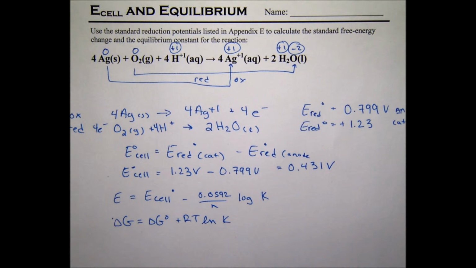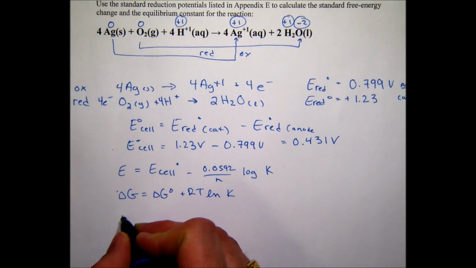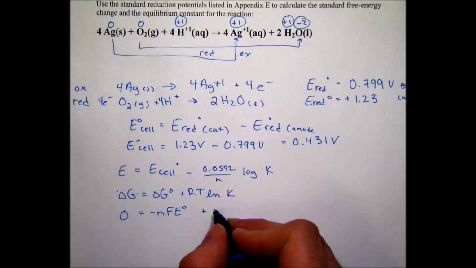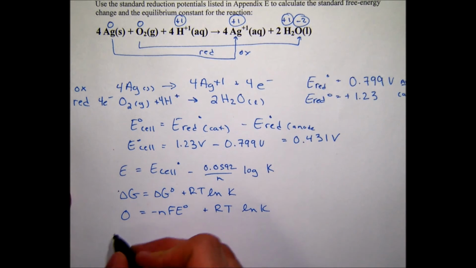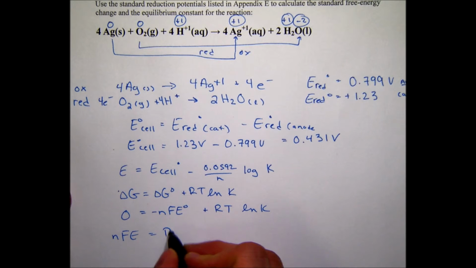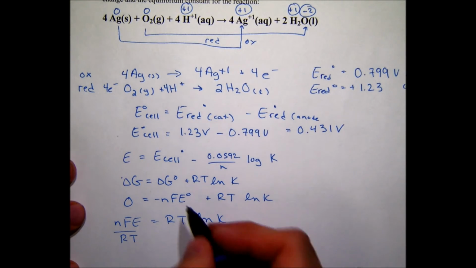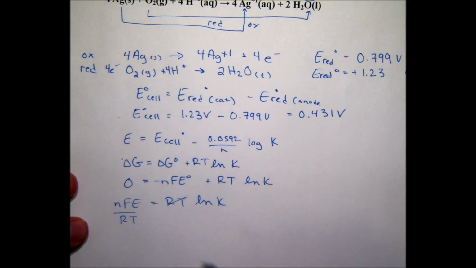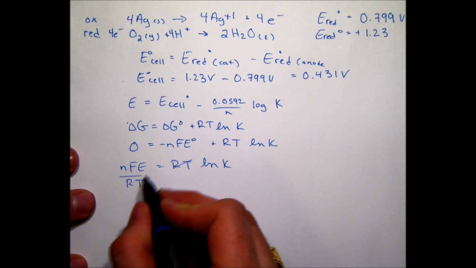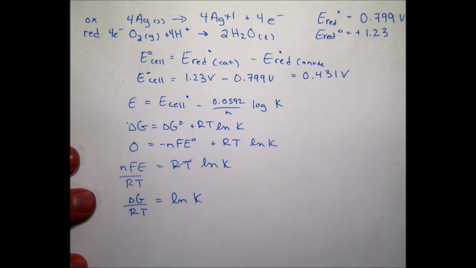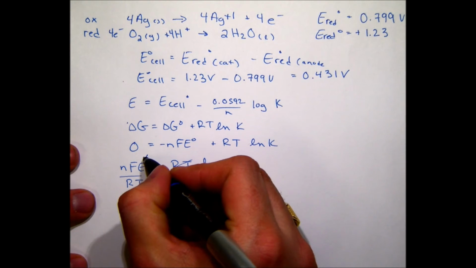When we do this, we really are going to need a calculation for delta G at standard state. So we know that this is equal to 0. So this is equal to negative NFE plus RT ln K. NFE equals RT ln K. Cancel that out. And we end up with this expression: NFE, which is delta G over RT, is equal to ln K. Now we can use this form and just plug in E.